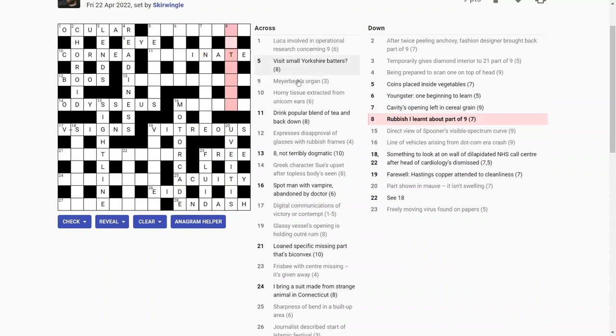I don't know. Rubbish I learnt about part of nine. So another I one. Part of I. Rubbish could be rot, rotty. Rubbish. Oh, I don't know. Rubbish I learned about part. Other parts of the eye are there. The lid, the rods and cones. Rubbish I learned. Could be an anagram of I learned. Could be. Let's try that.